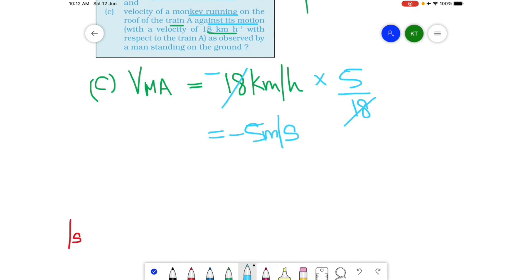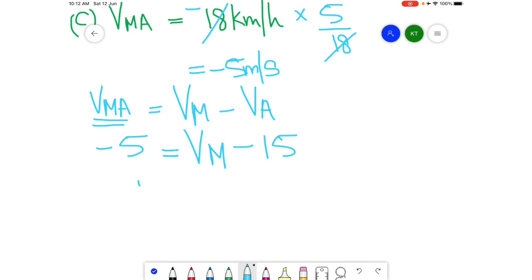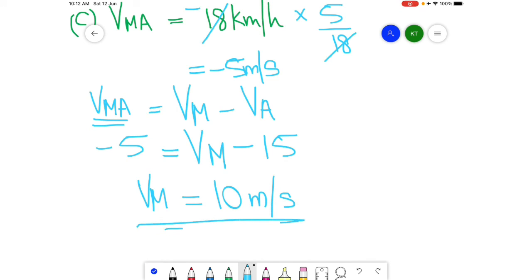Now, what is VMA? The velocity of monkey with respect to train A is the velocity of monkey minus the velocity of train A. We know this is negative 5 meter per second. The velocity of monkey is what we have to find out. The velocity of train A is positive 15. Now rearrange it. We get the velocity of monkey to be equal to 10 meter per second.